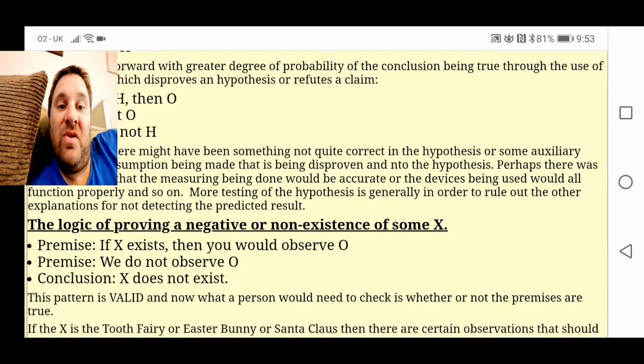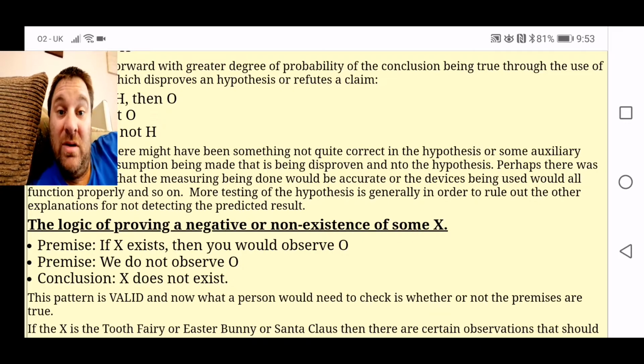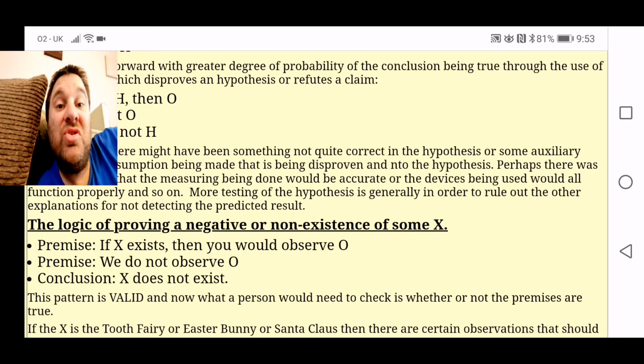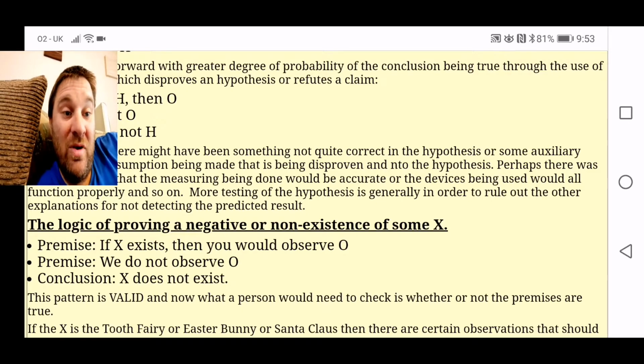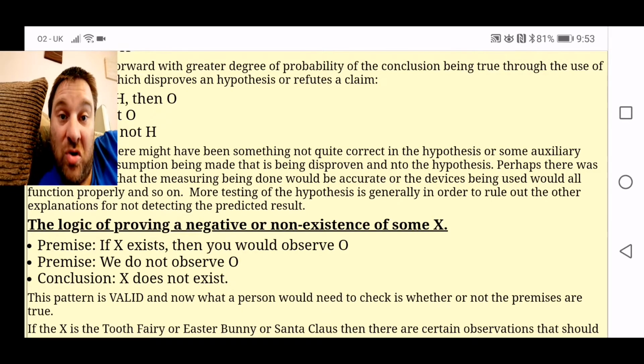So we do not observe curvature. Yeah, which is true. So the conclusion would be that the globe doesn't exist. Yeah, that's valid, and we know that the premises are true.